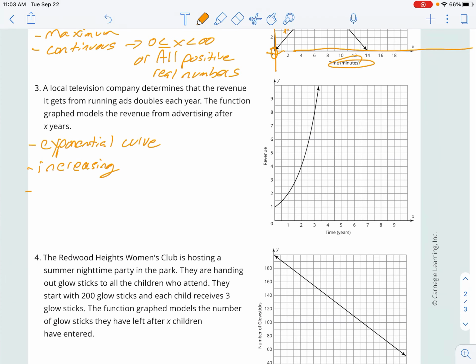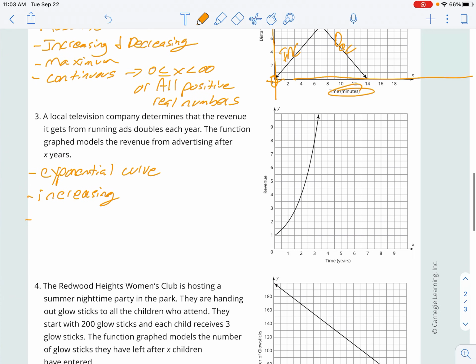And then, yeah, I think that's everything. Okay, then we have to figure out if it's continuous or discrete. So in this case, I'm talking about a local television company that determines that the revenue it gets from running ads doubles each year. So in that problem, the function graphs the revenue from advertising over X years. So same thing here with time.